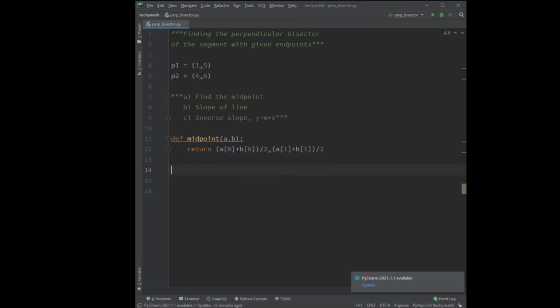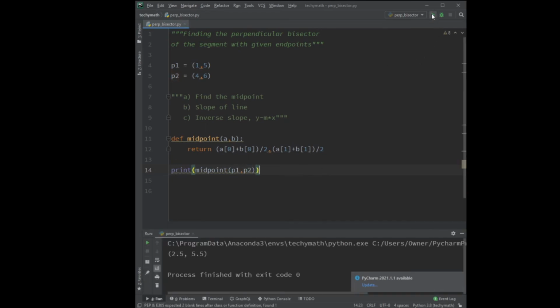Let's test it out. Let's print the midpoint of P1 and P2. Run that. 2.5, 5.5, which is what we got by hand. Good, so it's checking out.